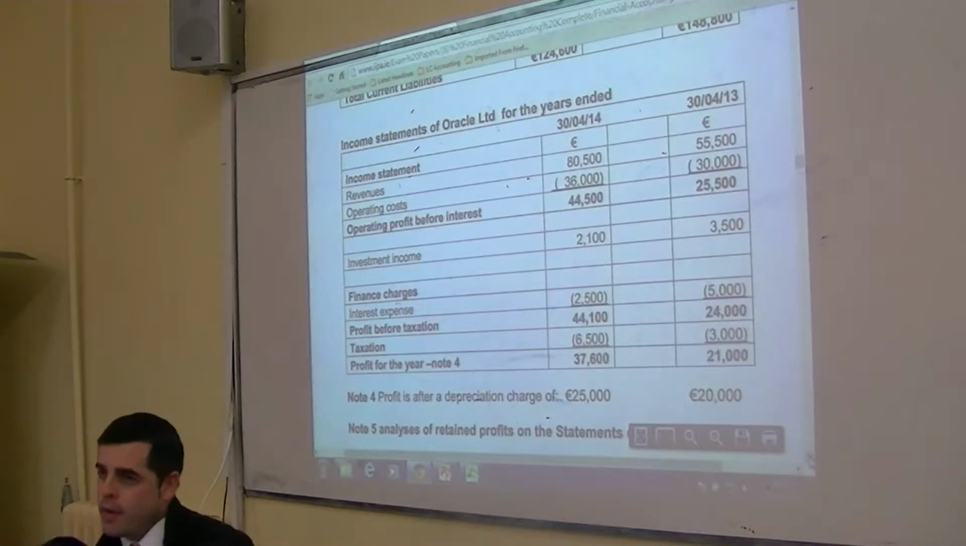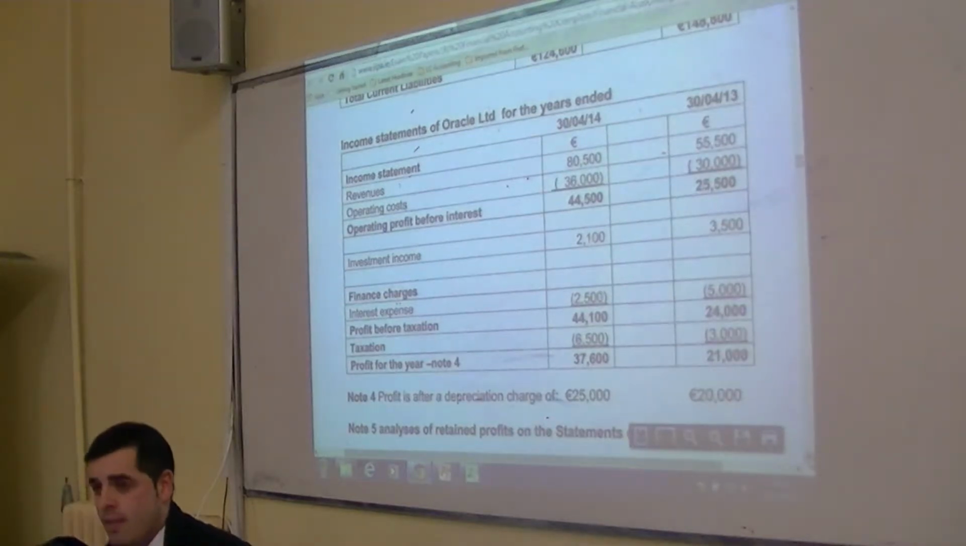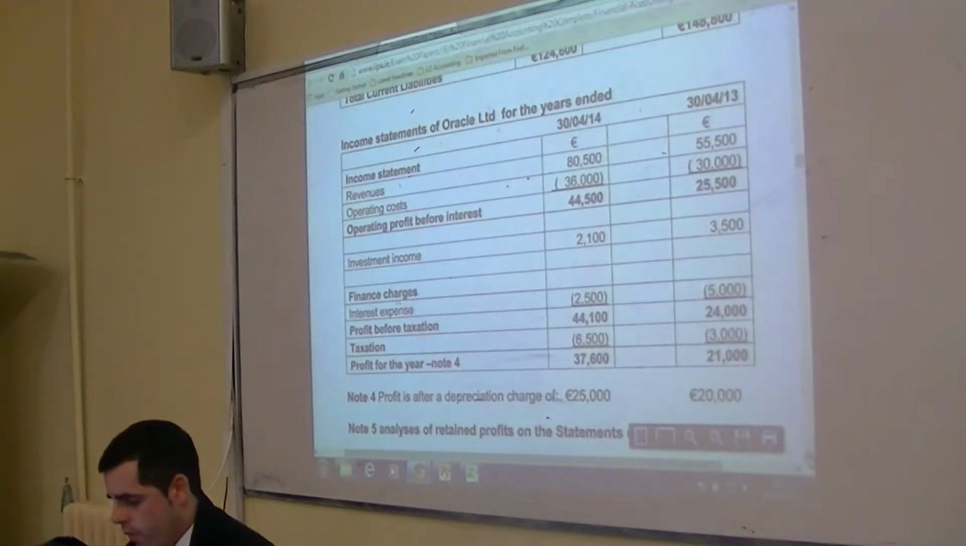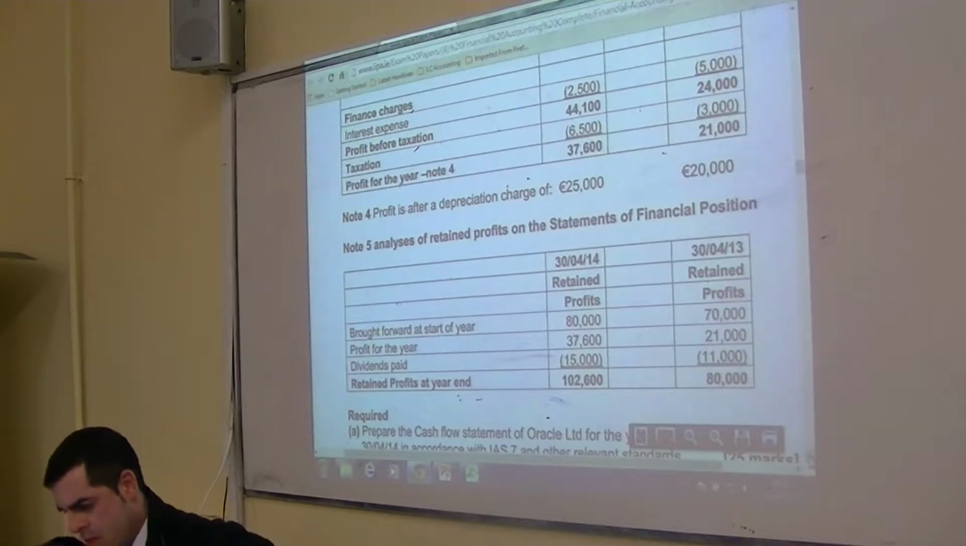Now, if you're ever given your income statement, you can always ignore the year before. For income statements or profit and loss accounts, it's the current year you're looking at. So all we're looking at is 2014. You can ignore the other one. What we're going to be looking at with that is operating profit first. That's given to us, 44,500. Investment income, we'll talk about that soon. There's an interest expense and we have taxation. And note 4 says profit is after a depreciation charge of 25,000. So that's our depreciation.